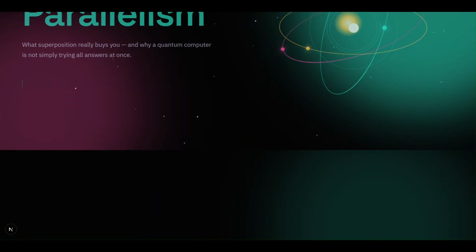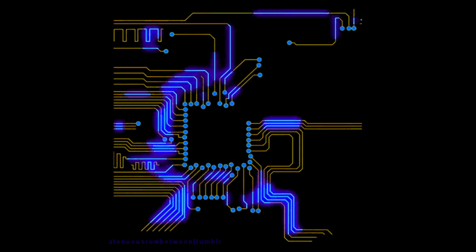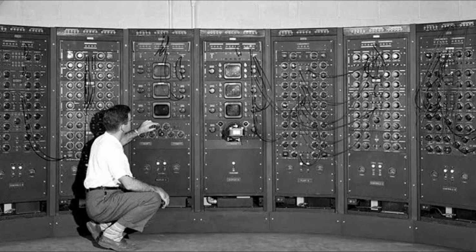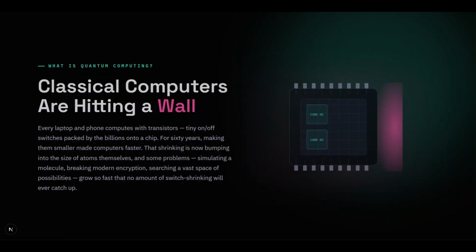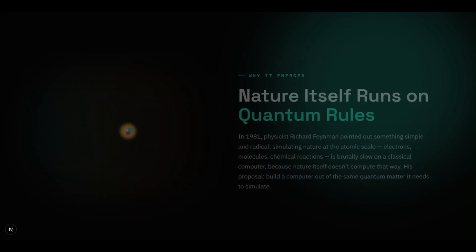So, why build these strange machines at all? Classical computers compute with transistors like tiny on-off switches, and for 60 years, making them smaller made everything faster. That shrinking is now bumping into the size of atoms themselves, and some problems, like simulating molecules, breaking modern encryption, and searching a vast space of possibilities, grow so fast that no amount of switch shrinking will ever catch them.